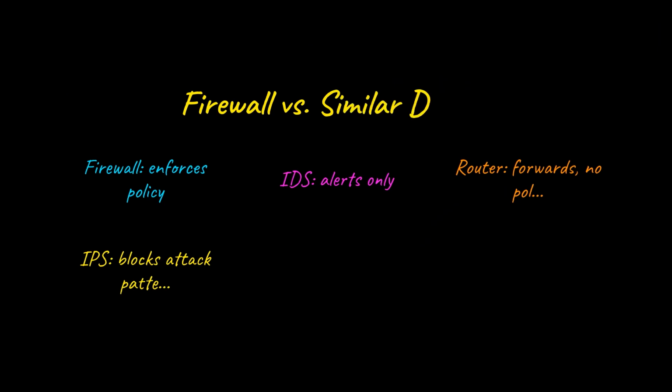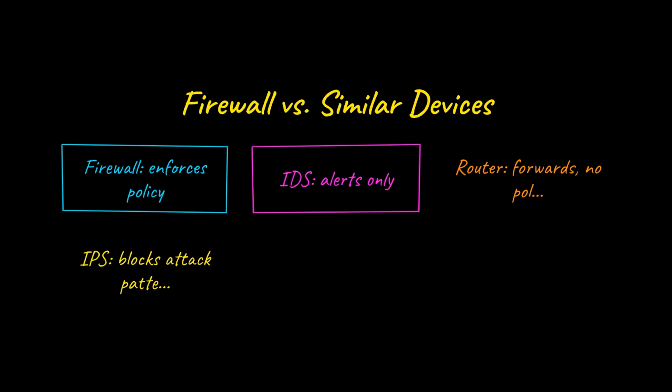Mechanically, every firewall has three primitives: a rule set defining what to allow or deny, a decision engine that evaluates each packet against the rules in order, and an enforcement layer that actually drops, allows, or modifies traffic based on that decision. The key exam distinction is that only a firewall enforces policy-based access control at the boundary.